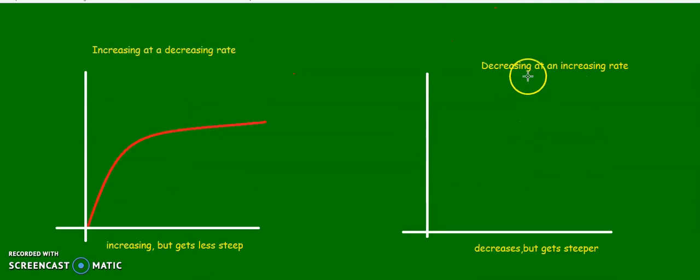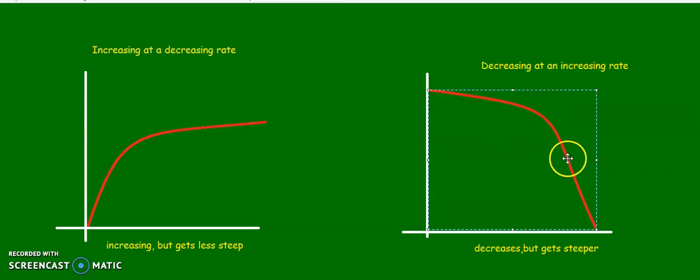And the last one here, decreasing at an increasing rate. So let's draw that. So let's draw something that's decreasing like this, but at an increasing rate. So if I just leave it like that, it's decreasing at the same steepness. It's always the same. It's not decreasing quicker. So I just have to pull it like this, and now it's decreasing, but as you go down the hill, it gets steeper and steeper and steeper.